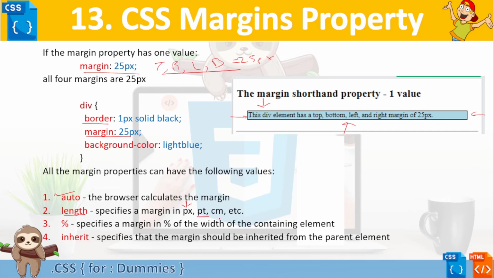You can give it in terms of points. You can give it in terms of centimeters as well as in percentage. So sometimes you specify that you want 10% of a gap, so it will have 10% of your entire screen's gap. Okay. You can also use the inherit property.